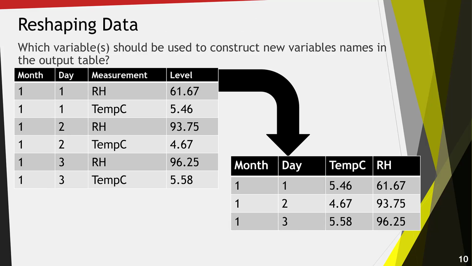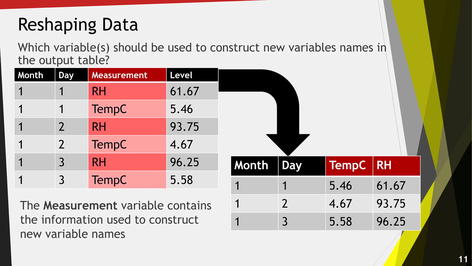The second question is which variable or variables should be used to construct new variable names in the output table. Looking at that output table, we'd like to create variables temp C and RH, which have the temperature and relative humidity information. Those variable names come from the measurement column in the original table. So the answer to question 2 is that we would like to use this measurement variable to construct new variable names in our output table.